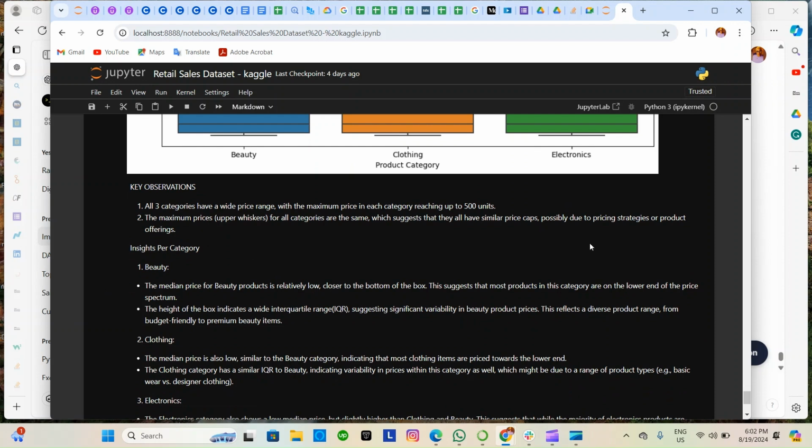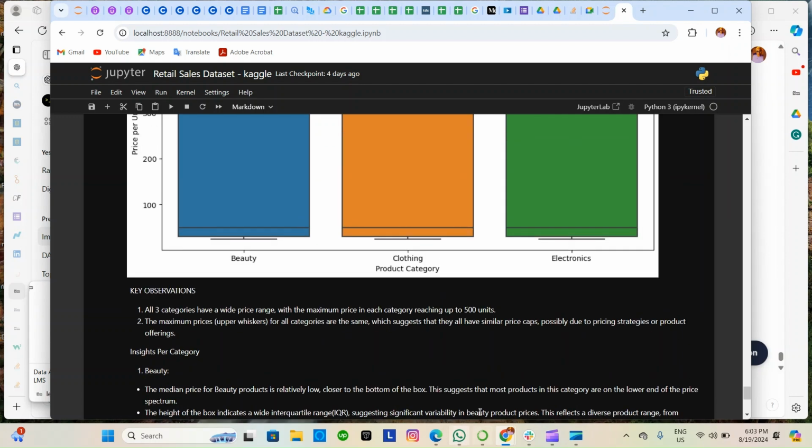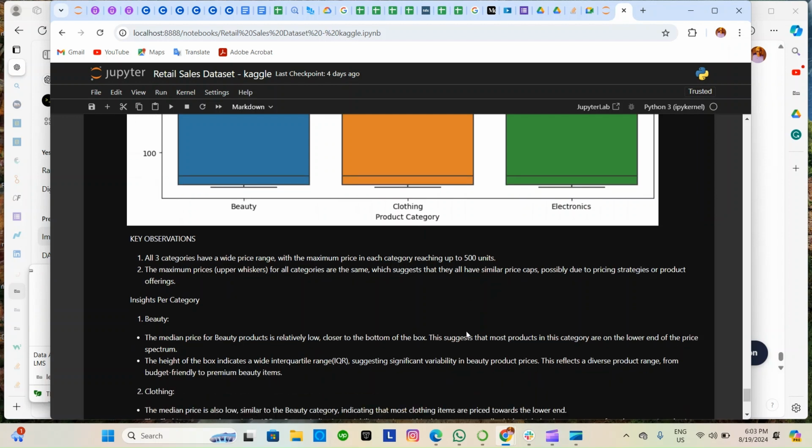Here we see that the median price for beauty is relatively low, which is what we see here. This is an indication that they have a lot of lower end priced products in each of the categories. And then the height shows that there is significant variability in the prices.